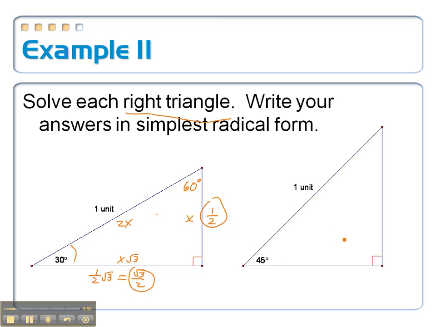Okay, so now the triangle on the right. If this acute angle is 45, the other one is also 45. It's a 45, 45, 90 right triangle where this side's x, x, and the hypotenuse x root 2.